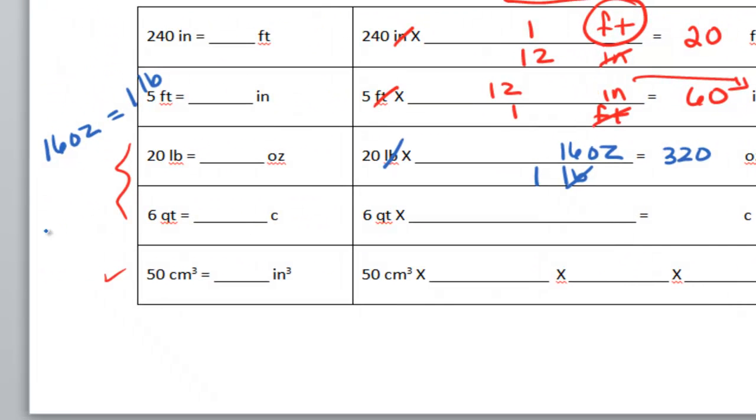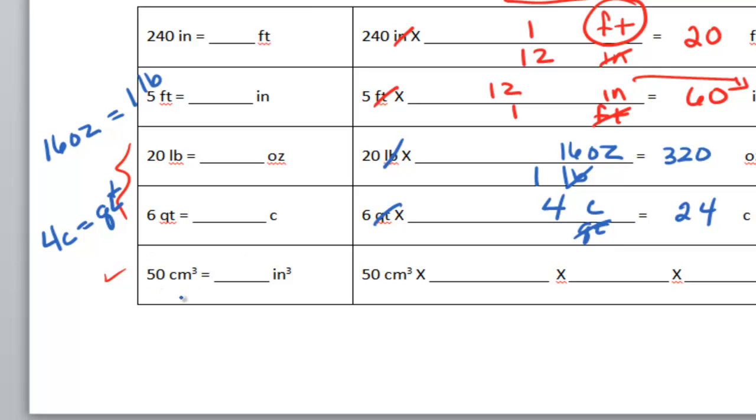From quarts to cups, you should know that there are 4 cups in 1 quart. This is a system that we use in America. And you would be canceling out quarts and going to cups, and there are 4 cups in 1 quart. The quarts cancel. Your answer is 24 cups.